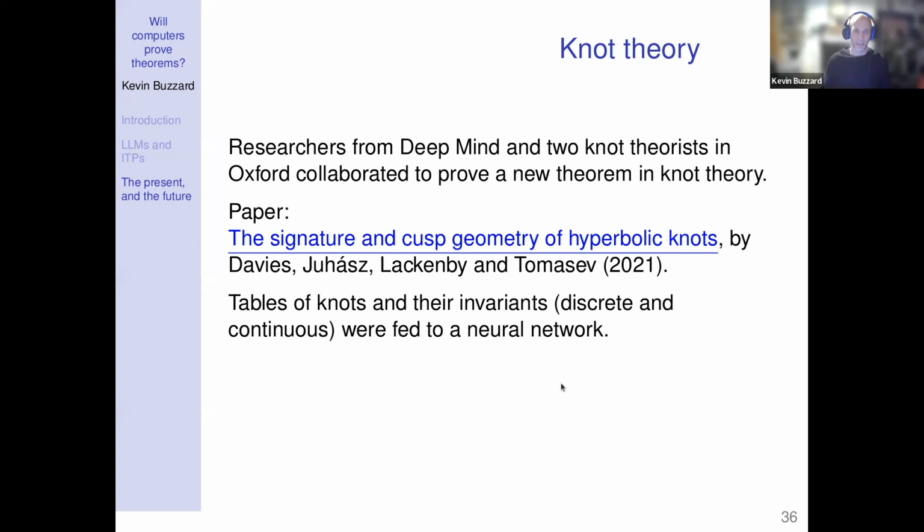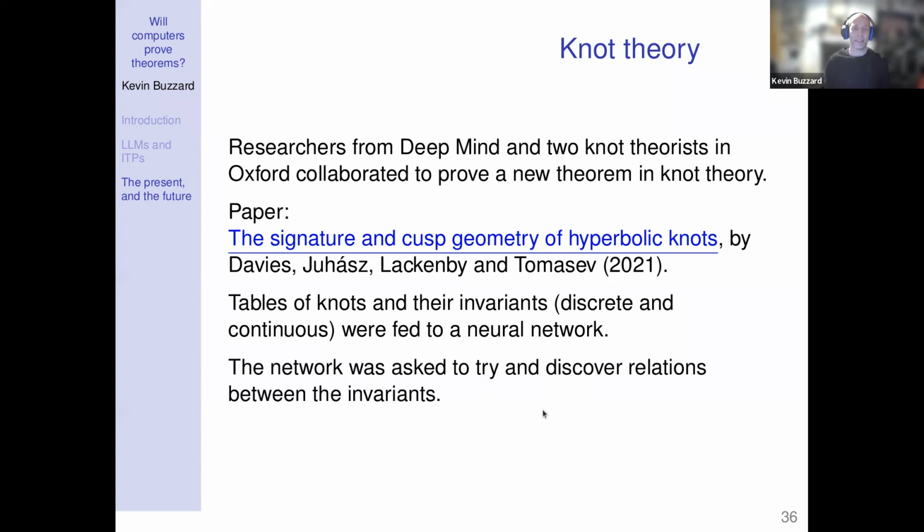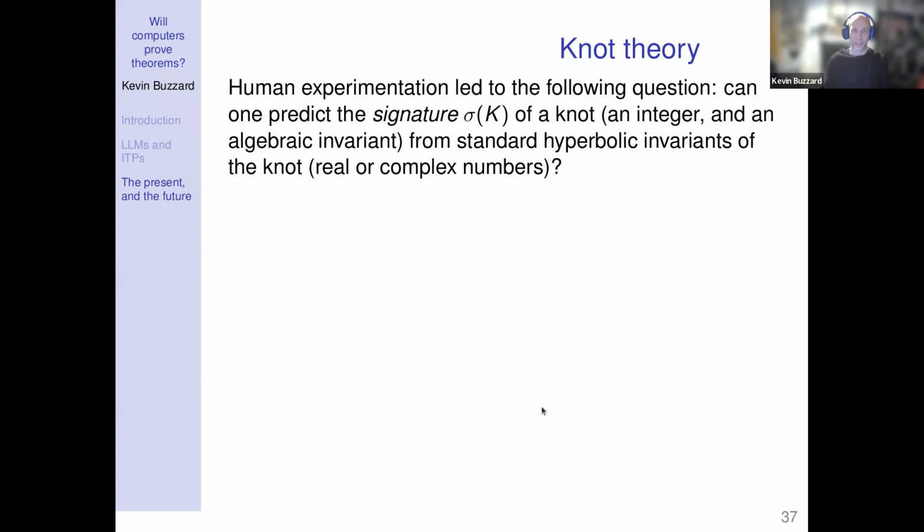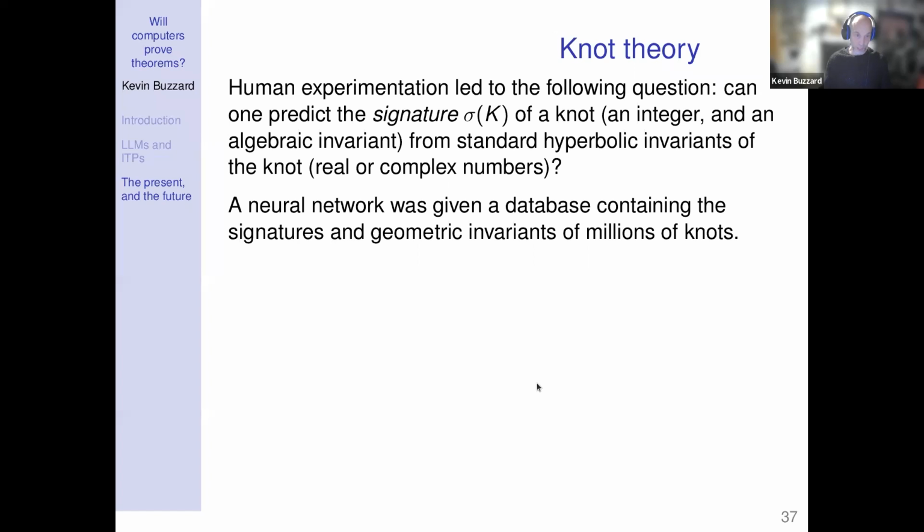And the topologists raised the question that if you could predict discrete invariants from continuous invariants, that would be an interesting link. And so this is specifically what the network tried to do. It tried to figure out how to work out some of the discrete invariants from the continuous invariants. And after a while, they started focusing on the signature of a knot. So that's an integer. And can they predict it from various things, such as the volume of the 3 manifold attached to the knot?